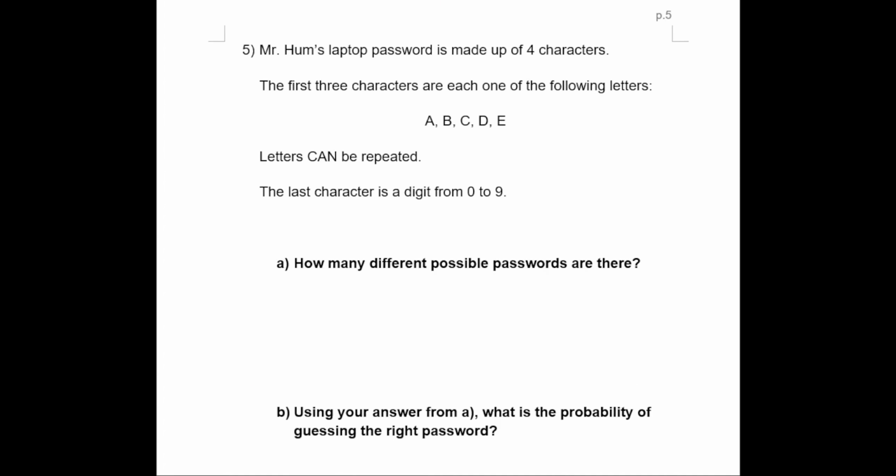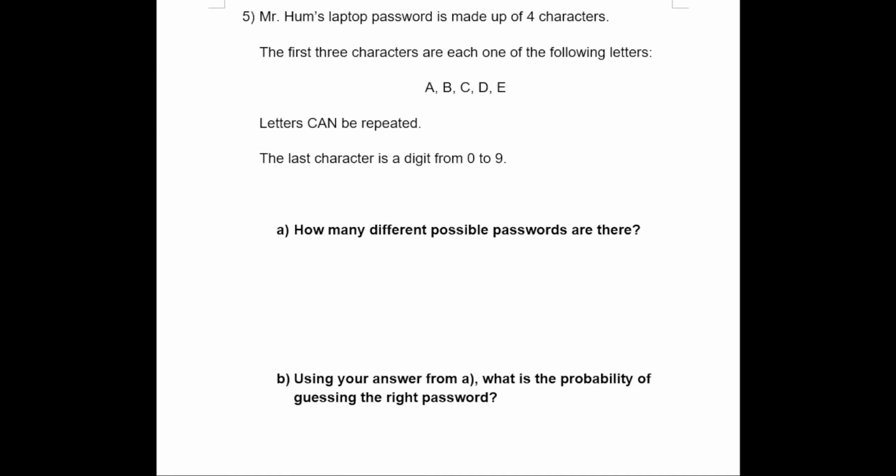Okay, so question 5. Mr. Hum's laptop password is made up of 4 characters. The first 3 characters are each one of the following letters, A, B, C, D, and E, and the letters can be repeated. The last character is a digit from 0 to 9. How many different possible passwords are there?